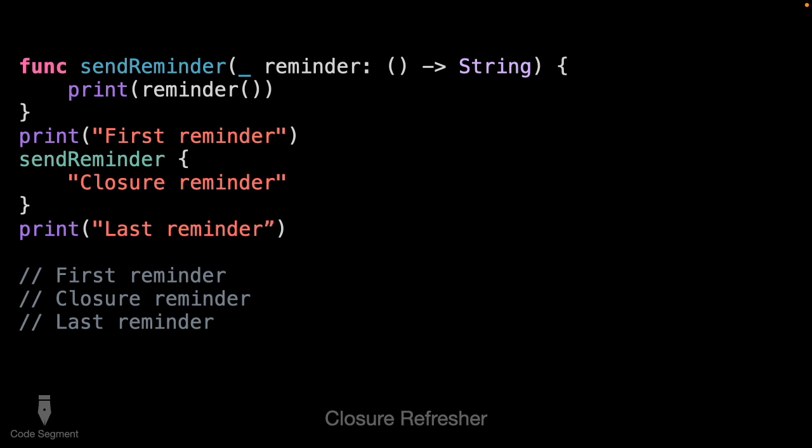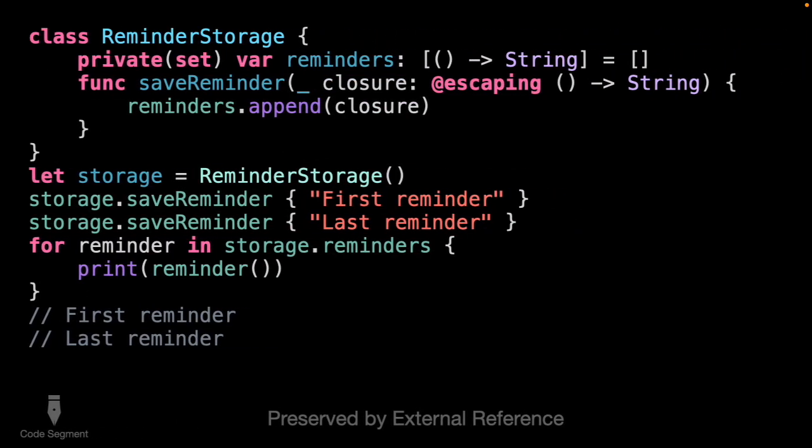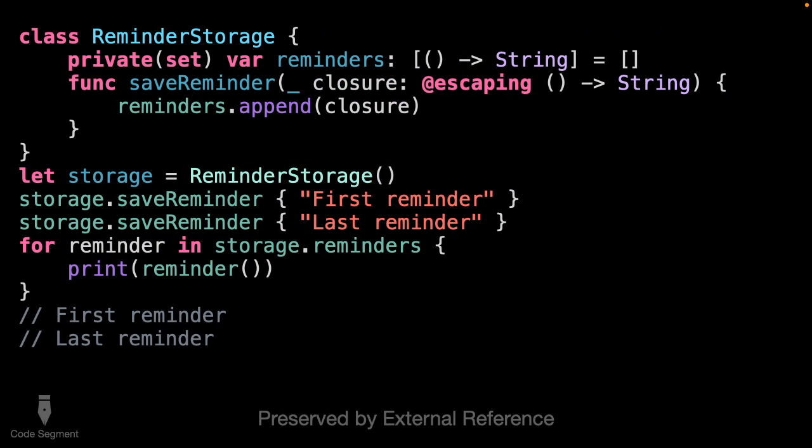Right, and then it prints first reminder, closure reminder, last reminder, which you could probably guess. So this is a quick review of closures. Then we have escaping closures here. So escaping closures are closures that continue to stick around after they've been passed into a function.